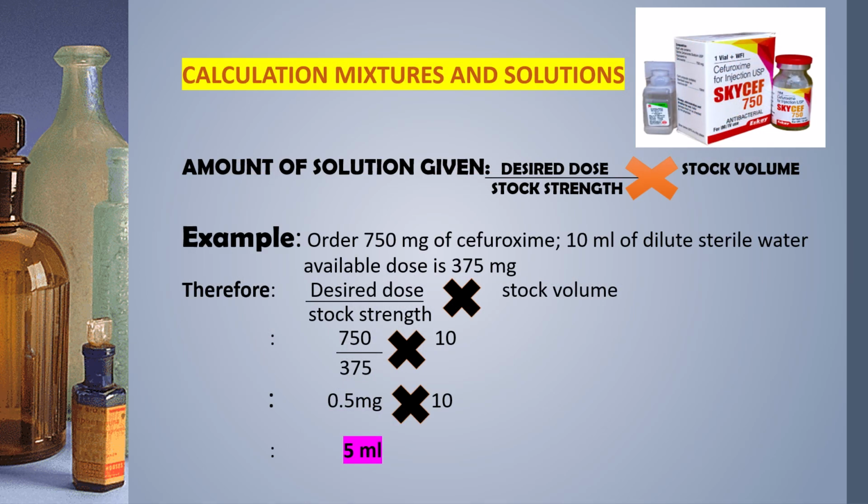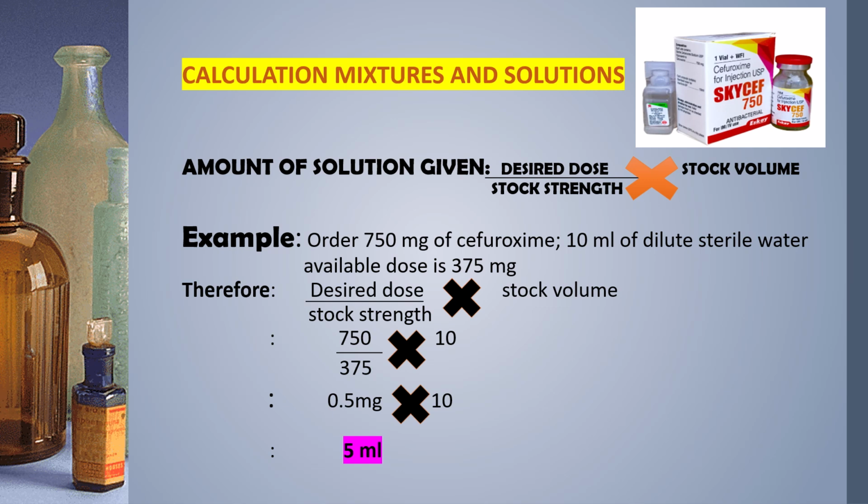Next is calculation of mixtures and solutions. Now what if the medicine comes to you in a solution? The strength is given to you, but you have to dilute it and give the desired volume. For example, the amount of solution to be given will be, the formula is desired dose divided by the stock strength that has come to you, into the stock volume that has come to you.